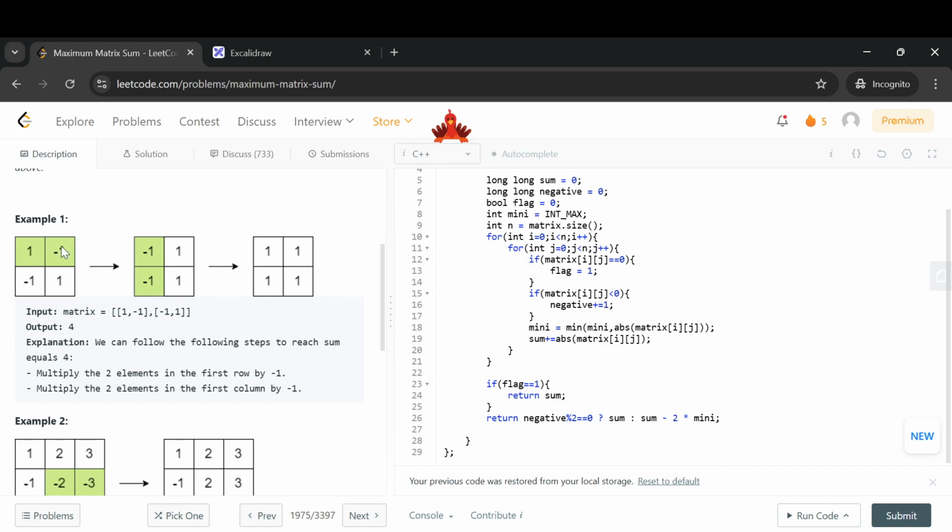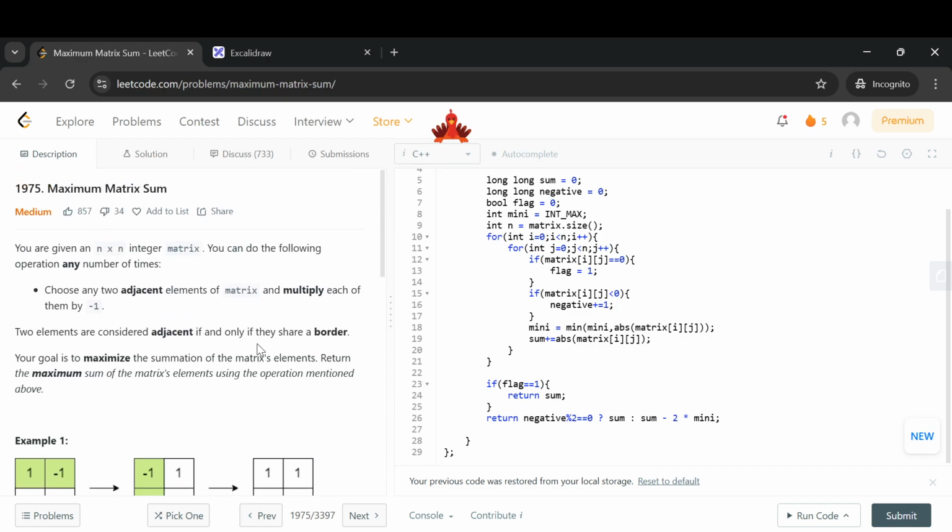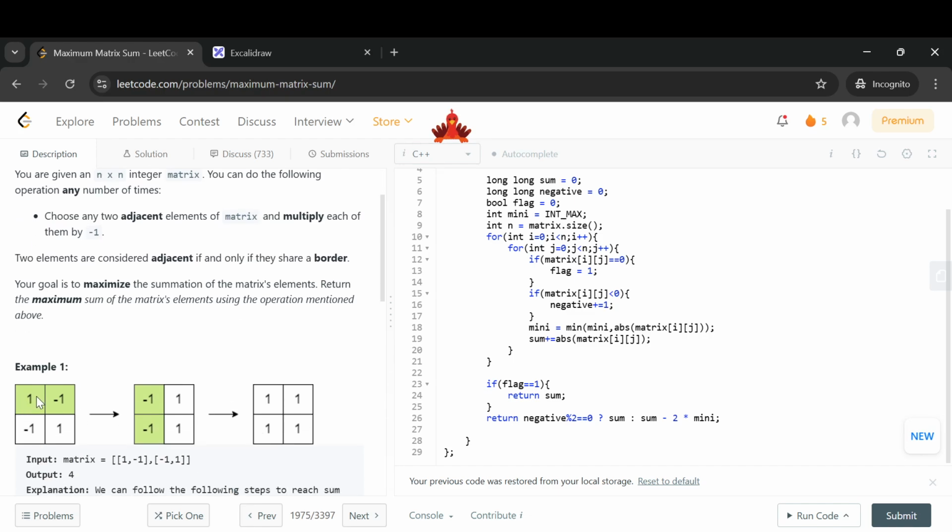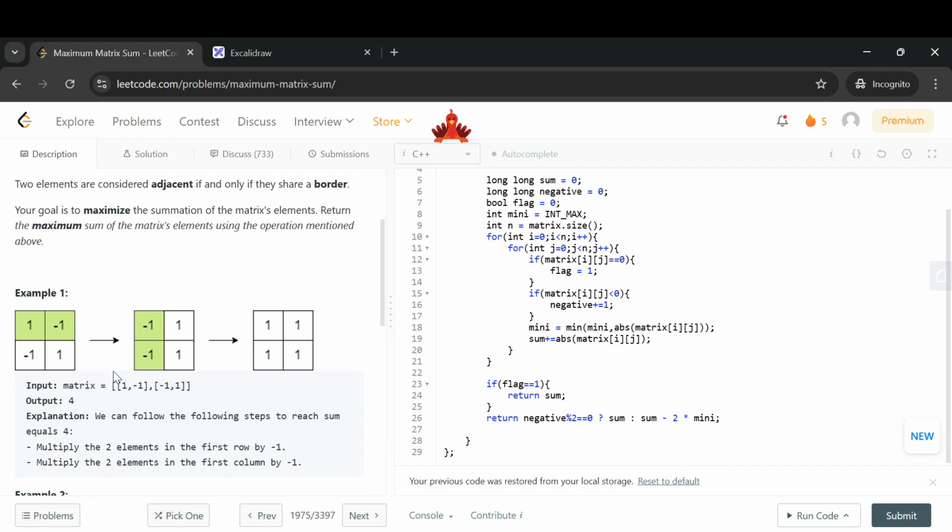Here, these two cells are adjacent, these two cells are adjacent, but you should not consider diagonally adjacent cells. That's what they mean. So you select any two adjacent cells and do the following operation, which is basically multiplying -1 to each of the two adjacent cells, and in the end what you need to do is maximize the summation of all elements present in that matrix.